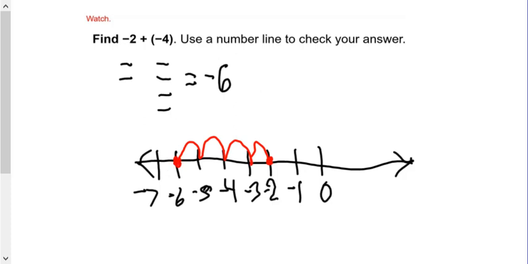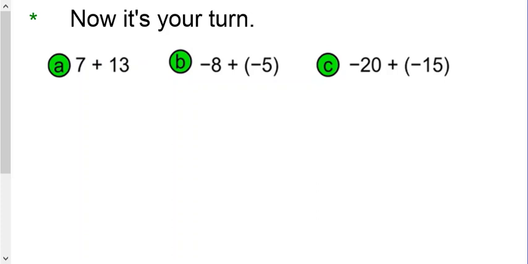Okay, so there's 2 ways that you can find your answer right there. Whichever way makes more sense to you is okay. As long as you're getting the right answer, then we're all good. All right, now it's your turn. Go ahead and pause here. Try these 3 questions out, and then come back and let's see how you did.